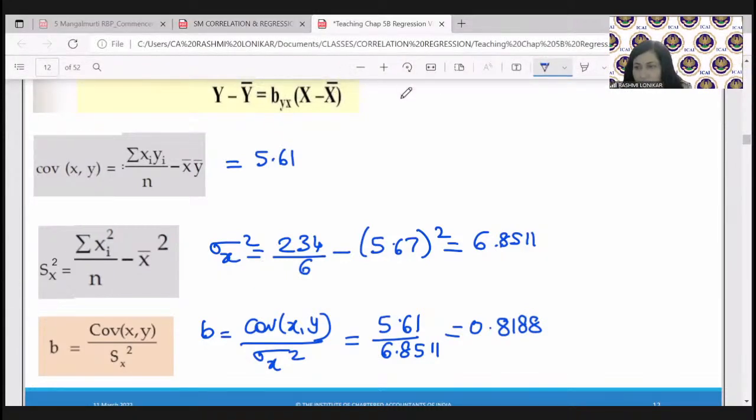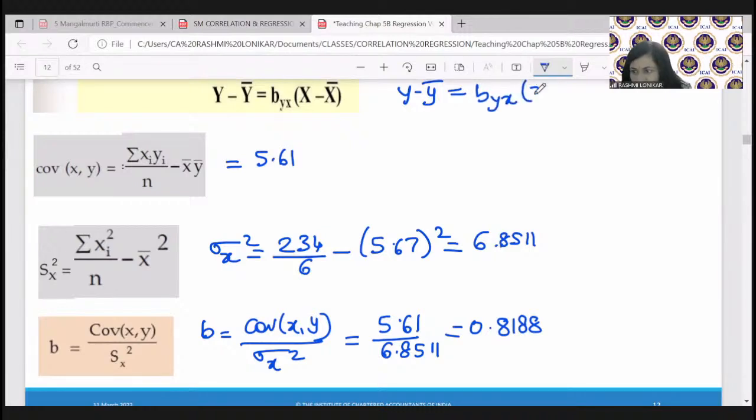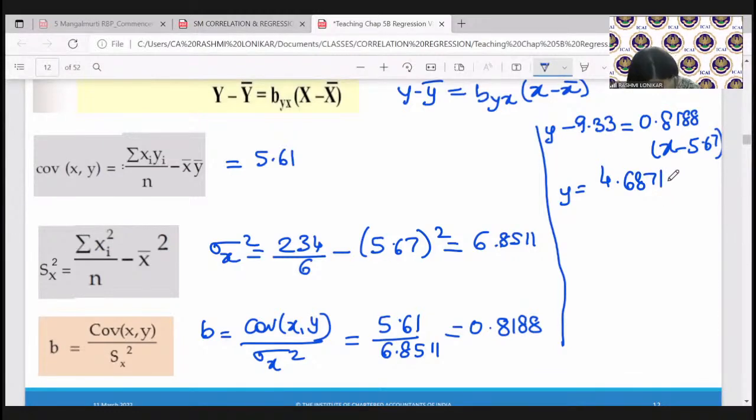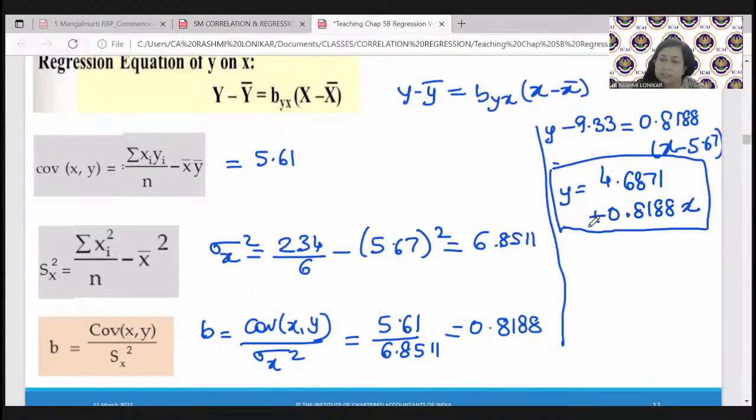So if I'm using this formula to find the regression equation, y minus y bar is equal to byx into x minus x bar. Okay, I'm trying to use this. So y minus y bar. Y bar is how much? 9.33 is equal to byx, which is 0.8188, into x minus x bar, which is 5.67. Okay. So when I solve this, I get y equal to 4.6871 plus 0.8188x. Okay. So this is the equation of y on x.